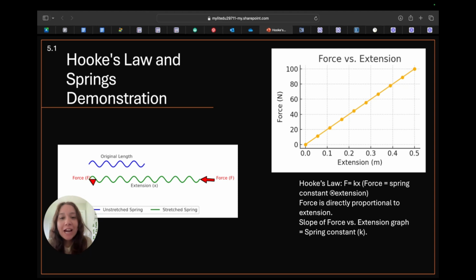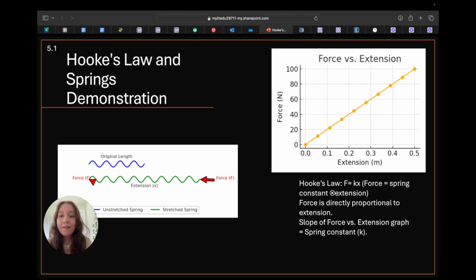Okay, hi, I'm Sarah, and on this slide, we're looking at two things. First, on the right side is a force versus extension graph. This graph shows us that as you apply more force to a spring, it stretches more. And you can see it's a straight line, which shows that force and extension are directly proportional, which is exactly what Hooke's law tells us. The slope of the line is the spring constant, which is basically how stiff the spring is.